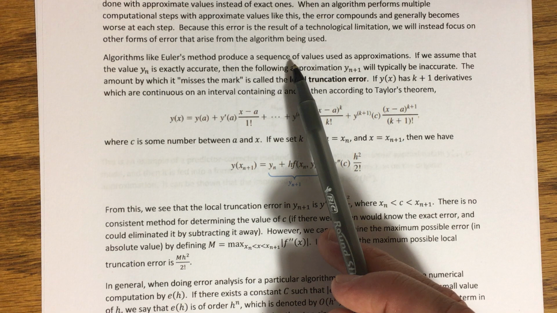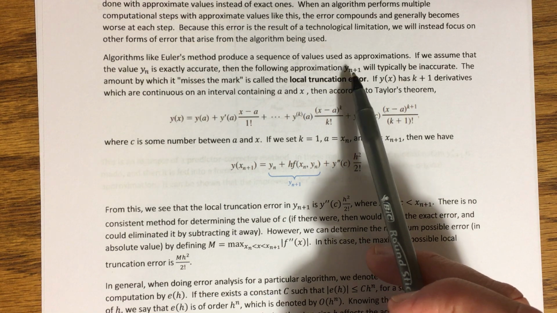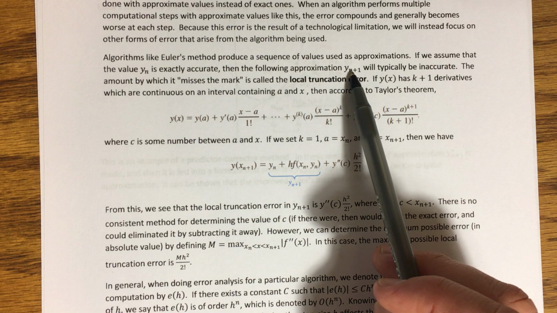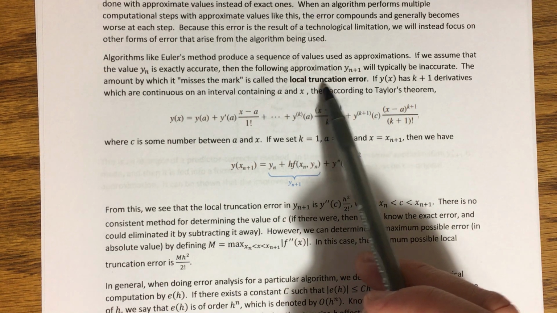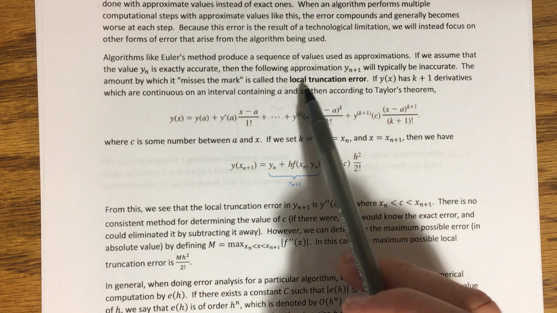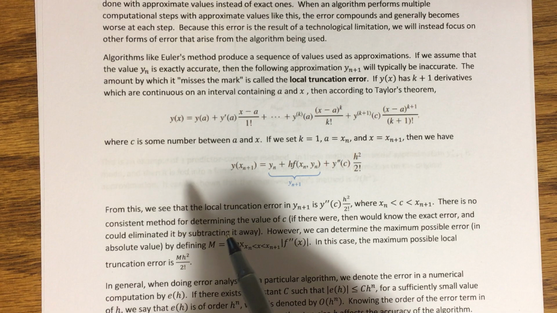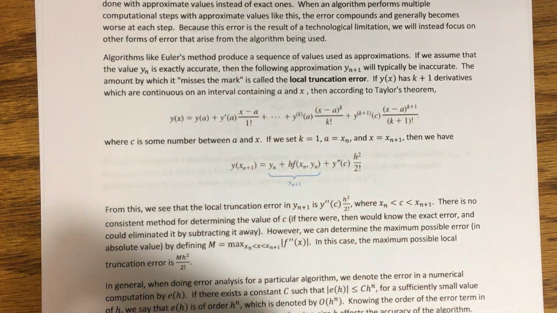And usually in that first step, this approximation is not going to be exact. Usually it's going to be off, even if just by a little tiny bit. The amount by which this first approximation is off is what we call local truncation error. This local truncation error can be positive or negative, but in our error analysis, we're going to end up taking an absolute value so that we think of it in positive terms.